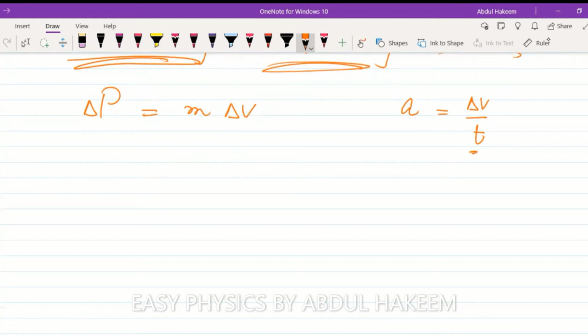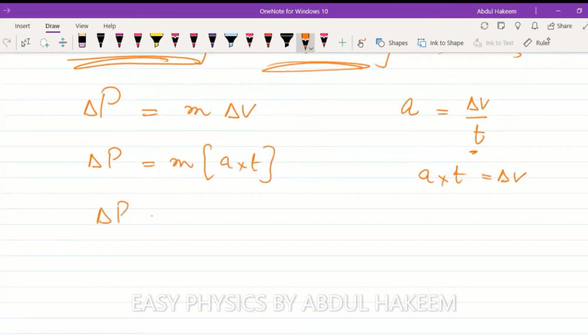So this acceleration times t is equal to the change of velocity. So we can write the change of velocity, m times a times t. So the change of velocity is equal to a times t, and the change of momentum is equal to m times a times t.